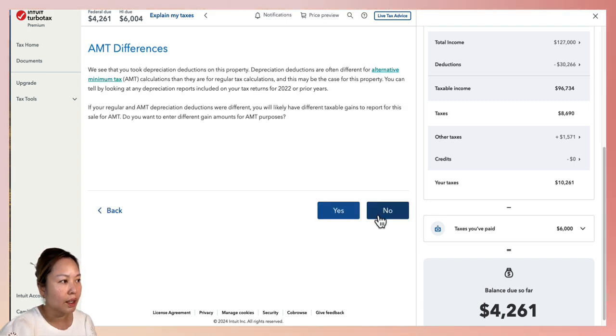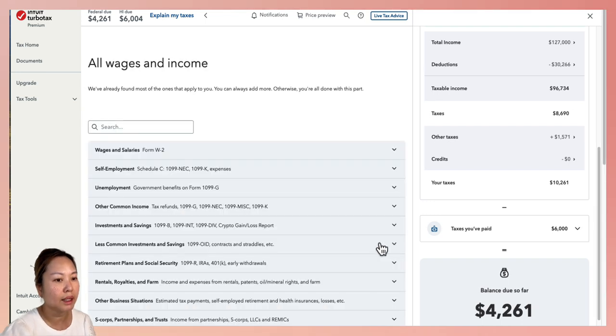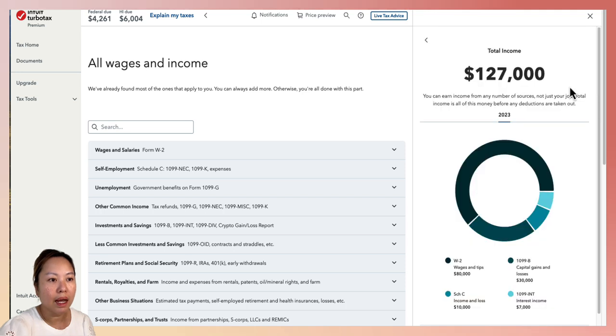So click continue, AMT differences. So you have your installment sale here. Click done, and this is our number. Remember, it jumped from 2,500 to 4,200 just for the federal. So look at our income. Our wages is 80K, and the 30K is from the installment sale, from the principal. And then the interest, $7,000, you're going to have to pay interest tax on the full amount.